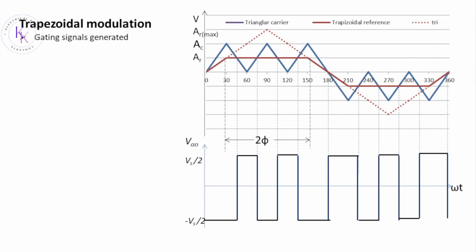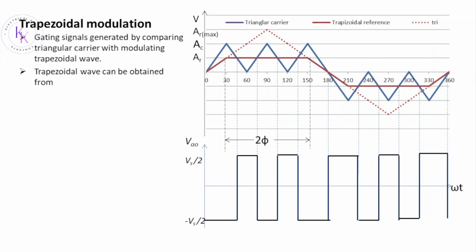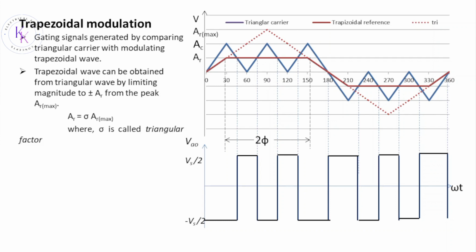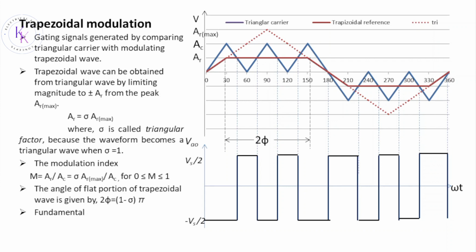Trapezoidal modulation. The gating signals are generated by comparing a triangular carrier wave with a modulating trapezoidal wave. The trapezoidal wave can be obtained from a triangular wave by limiting the magnitude to plus or minus AR from the peak AR max. AR equals sigma AR max, where sigma is called the triangular factor because the waveform becomes a triangular wave when sigma equals 1. The modulation index M equals AR by AC. The angle of the flat portion of the trapezoidal wave is given by 2 phi. Fundamental output voltage increases up to 1.05 VS and contains lower order harmonics.